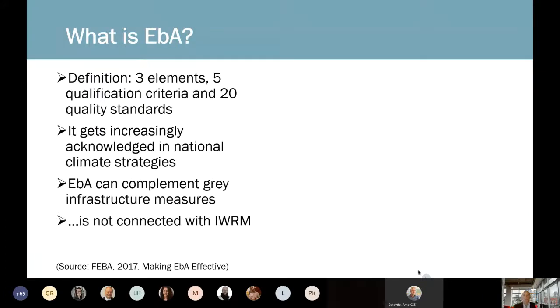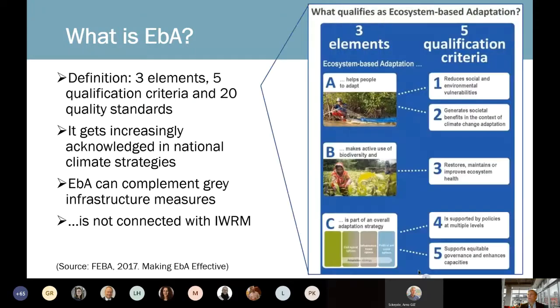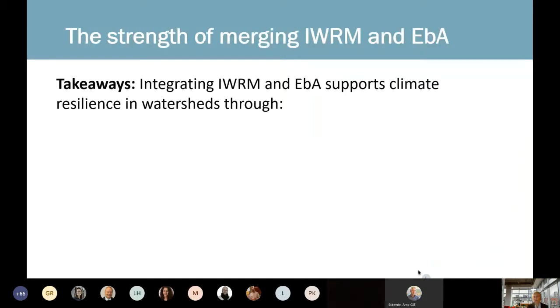So what is EbA? EbA was recognized as a holistic approach for climate change adaptation in 2010 by the CBD-COP. Since then, it has developed further and is meanwhile defined by different elements, qualification criteria, and standards. EbA helps people to adapt to climate change, makes active use of biodiversity, and is part of an overall adaptation strategy. Due to its strength to increase water availability in adequate quality and quantity and to buffer extreme events, it gets increasingly acknowledged in national climate strategies like NDCs and NAPs, and it can complement grey infrastructure measures. It doesn't have to be standalone green approaches; they can go hand in hand with infrastructure measures. And EbA so far has not been interconnected with integrated water resources management.